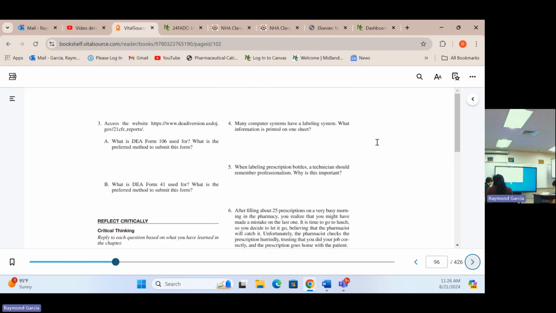Number 4, many computer systems have a labeling system. What information is printed on the label? Right, it's printed on the prescription label. There's some patient information, and the drug information.